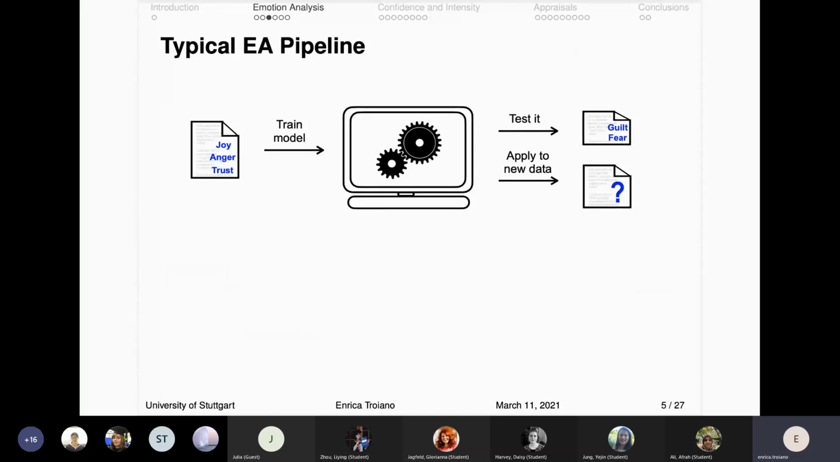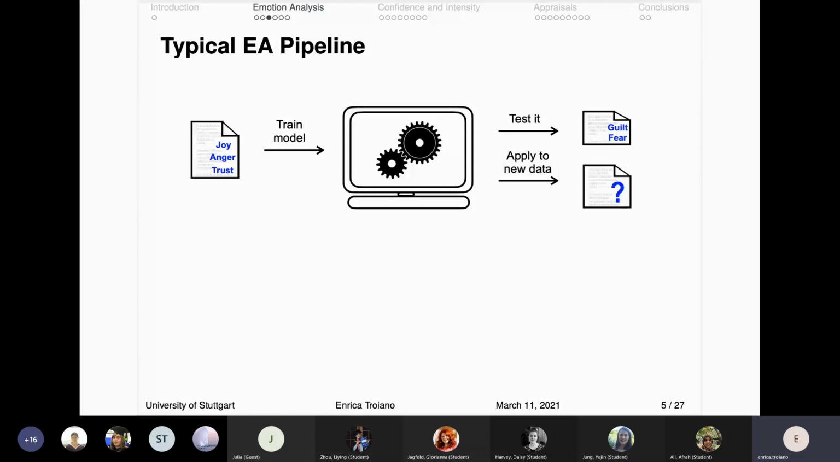Here is a typical pipeline that we use in emotion analysis, and I guess most of you are already familiar with it. But just to bring everyone onto the same page, we start with a corpus of texts. In general, they are sentences. And these sentences are labeled with an emotion phenomenon, like joy, or anger, or trust. We use these texts to train the models, which learn to recognize the emotion phenomena thanks to some linguistic patterns that are associated with them. Next, we use part of the texts coming from our corpus in order to evaluate how well the model learned to recognize such phenomena.